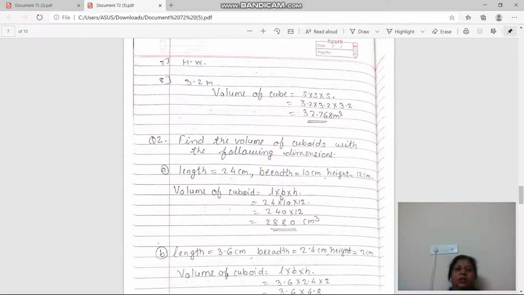So volume of cuboid is equal to length into breadth into height. So it is 24 multiplied by 10 multiplied by 12. So 24 into 10 we get 240 multiplied by 12. So it is 2880 centimeter cube. Get it?